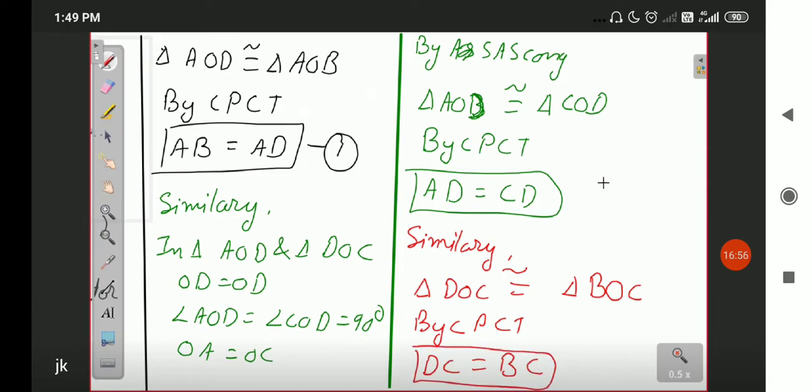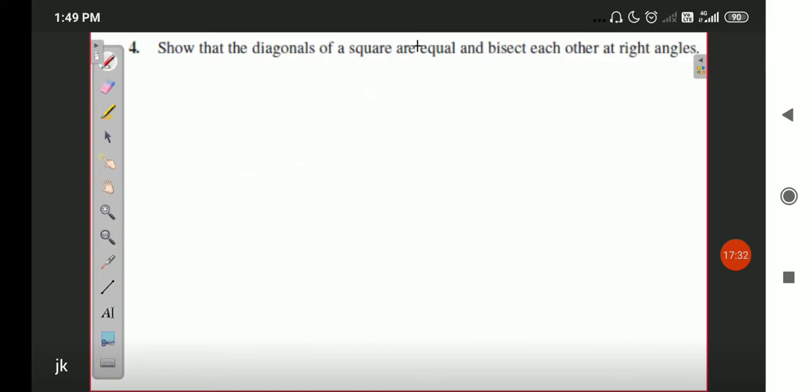So by first, second and third equation, you can conclude that all the sides of this quadrilateral are equal, therefore it is a rhombus. So finally you will write down the line, since all the sides of this quadrilateral ABCD are equal. How? From equation 1, 2, 3. Since all the sides of this quadrilateral are equal, therefore it is a rhombus. Okay, then moving on to question number 4.